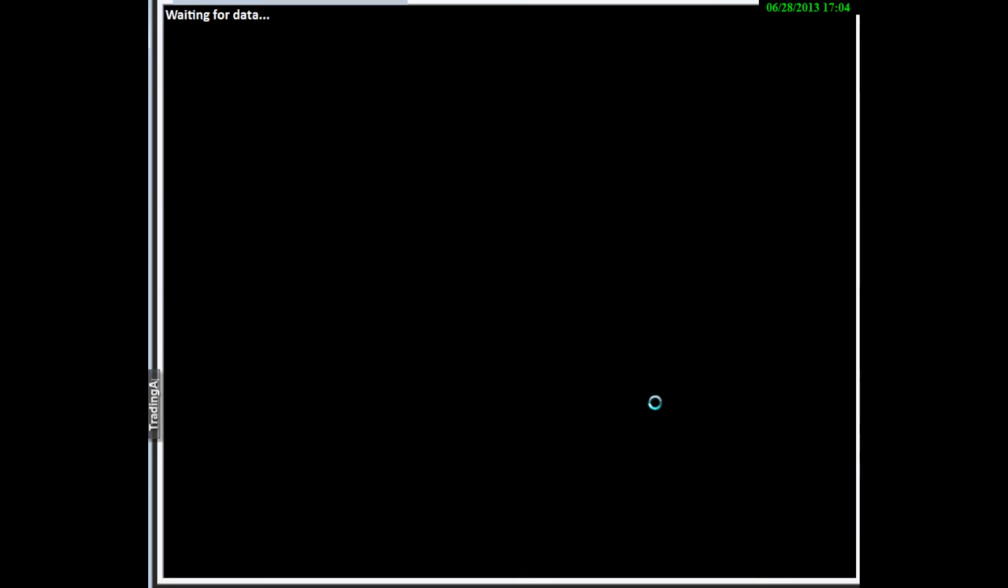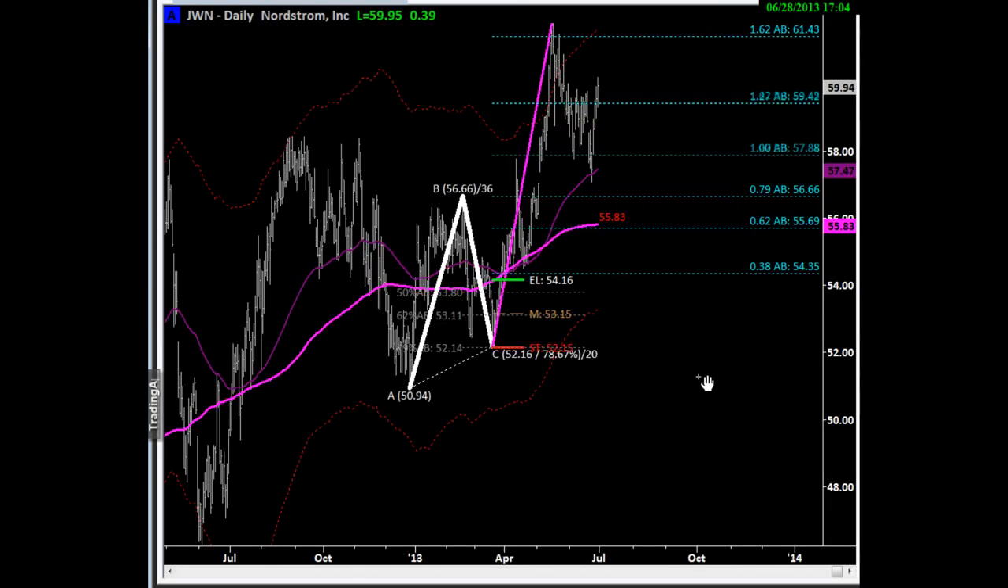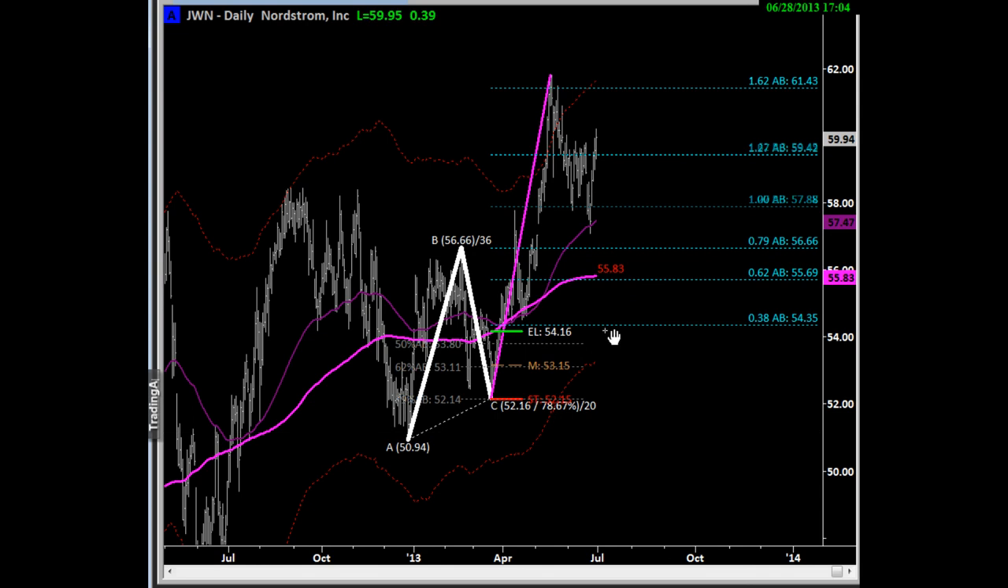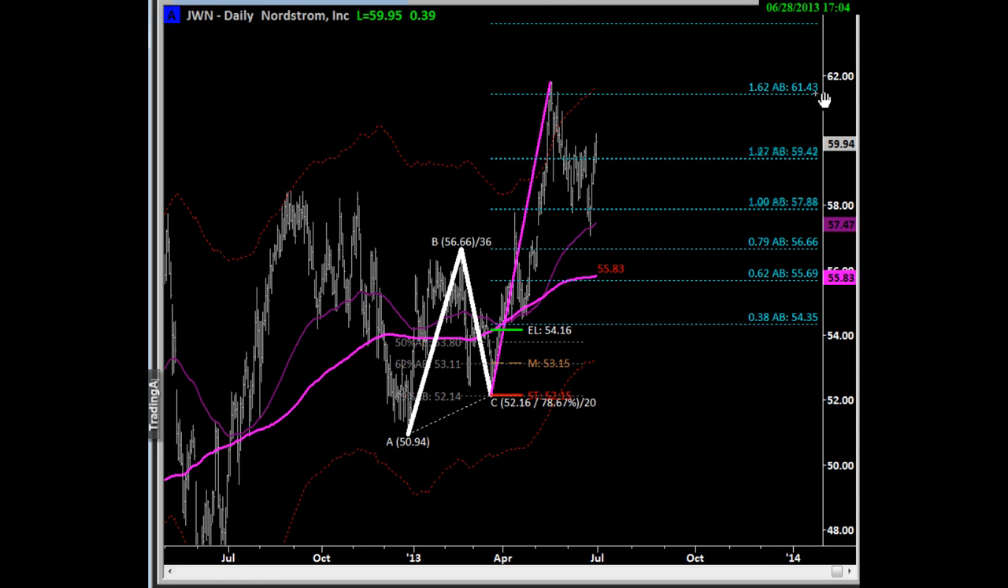The other one is Nordstrom. I think I might have posted this in the past. Nordstrom is also doing pretty well in an ABC pattern, and it did reach its target of 61.43, but now it's creeping back. So I'm thinking that it would probably move even much higher than $61.